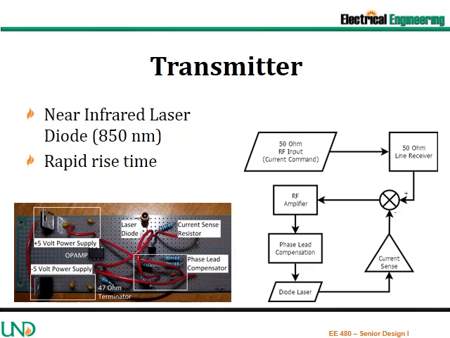The transmitter module must accurately recreate the command signal. The 850 nanometer laser diode provides the signaling to the receiver. Again, infrared was chosen due to the low ambient levels. Rapid rise time is also desirable to ensure that signal distortions due to rise time are not of concern.